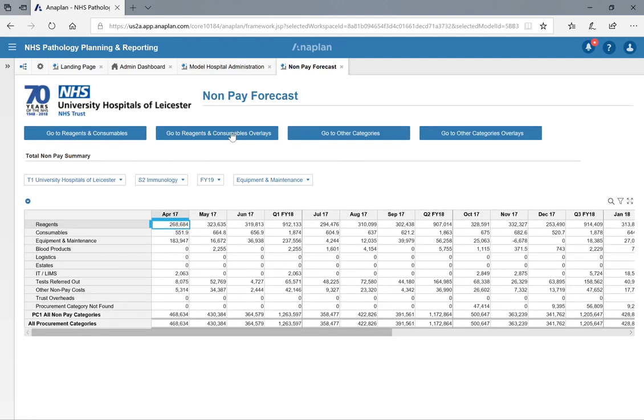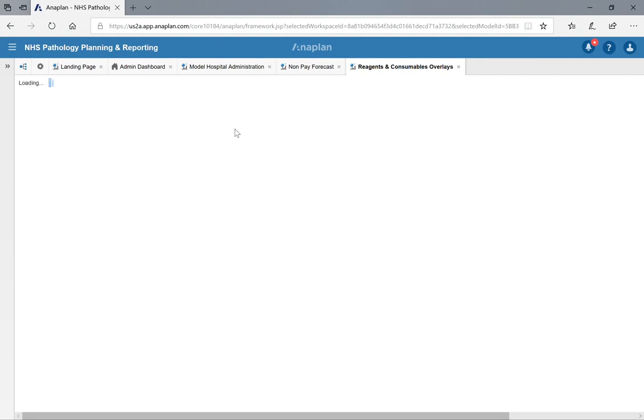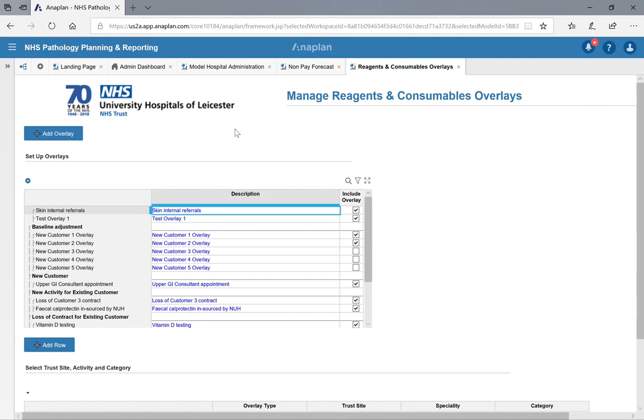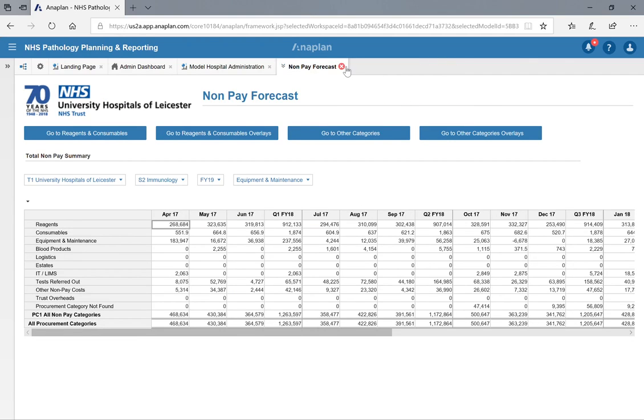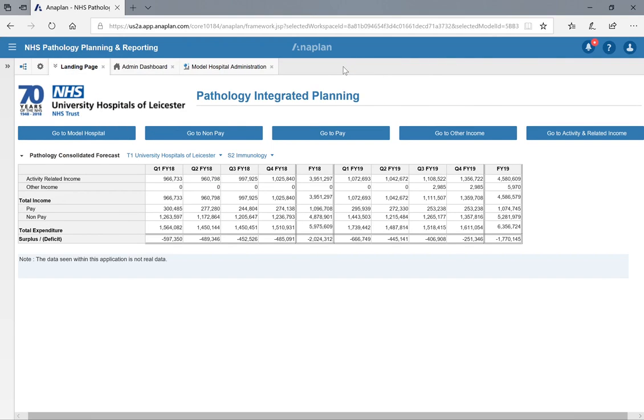Cleansed non-pay data is imported from the organisation's purchase ledger and general ledger using a number of categories of spend. The reagents and consumables baseline forecast is based on the trend in pathology activity volumes. Non-pay overlays can be added by the end user to reflect the impact of planned changes in service. Other sources of income, for example education and training, can also be entered.